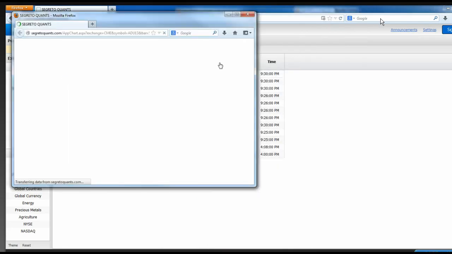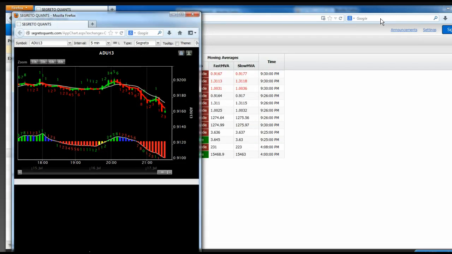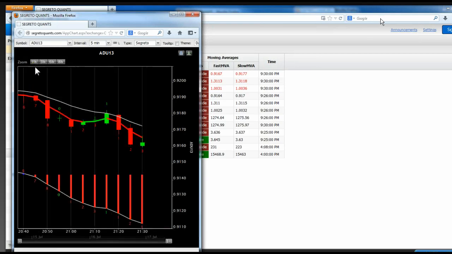Someday I'll enter the world's fastest Segredo Quant chart builder contest, and I'll win. Maybe you can say, okay, you don't need three different things.